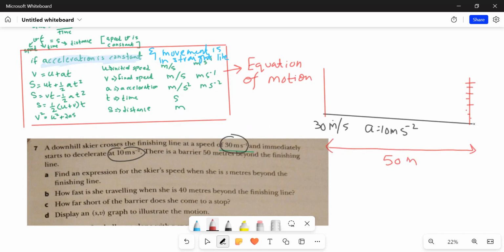Find an expression for the skier's speed when she is S meters beyond the finish line. Okay, so we're going to call this the initial speed. 30 is the initial speed as soon as she crosses the finish line. We need to write an expression when she is S meters beyond the finish line. So let's say she is over here. So this is S meters, and the speed here will be V. So we need an expression for V.